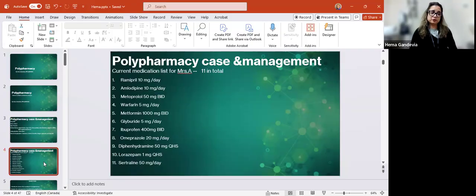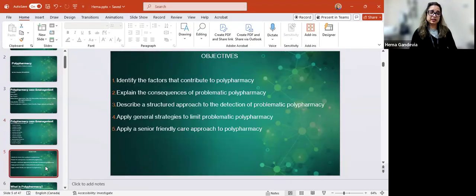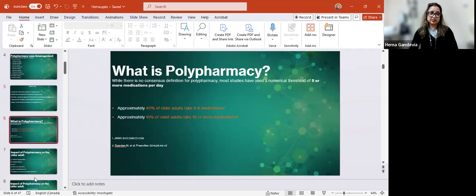Now, one would want to ask, what exactly is polypharmacy? Polypharmacy is typically defined as anybody who takes more than 5 medications per day. While there's no consensus definition for polypharmacy, most studies have a numerical threshold of 5 meds per day. In our practice, we have commonly seen that approximately 40% of older adults take between 5 to 9 medications per day, and approximately 18% of older adults take more than 10 medications per day.